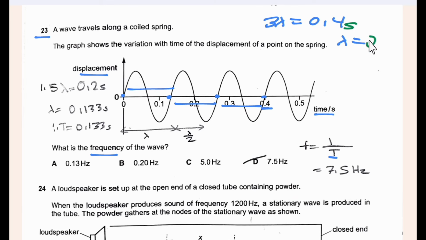So the time period comes to be 0.133 seconds. That means for one wave it is this much time. So what is the frequency? Frequency is equal to 1 by time period. After substituting the value of time period in seconds, we get the frequency as 7.5 Hz. So the answer should be D.